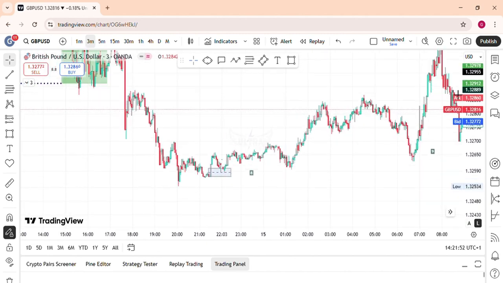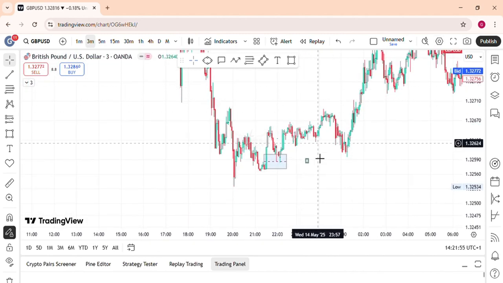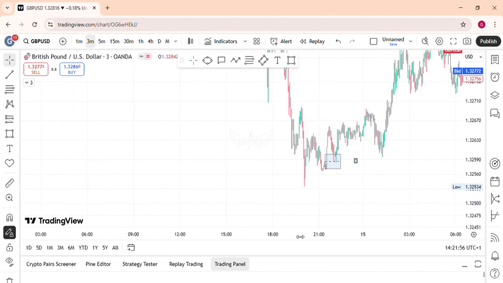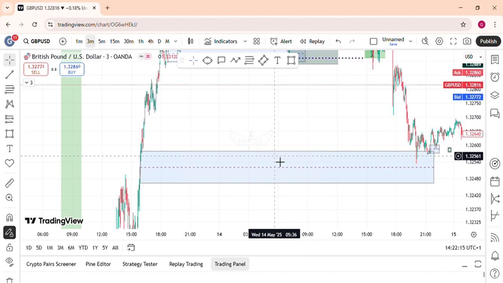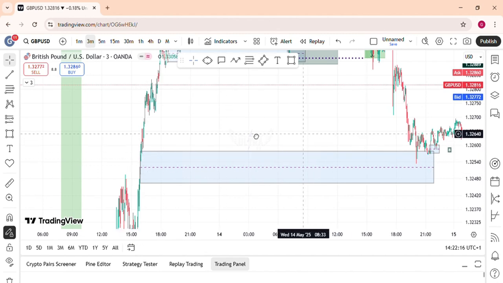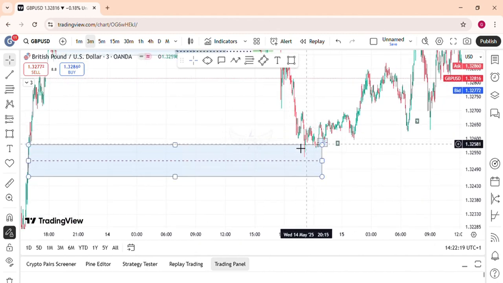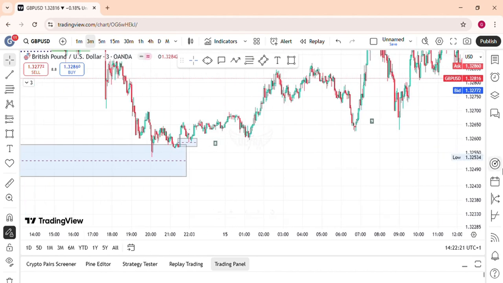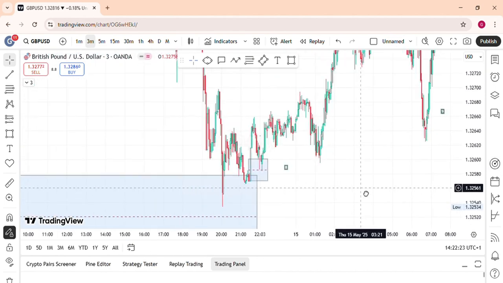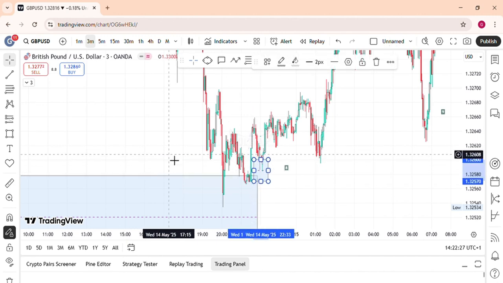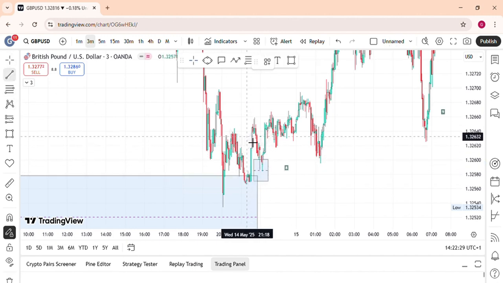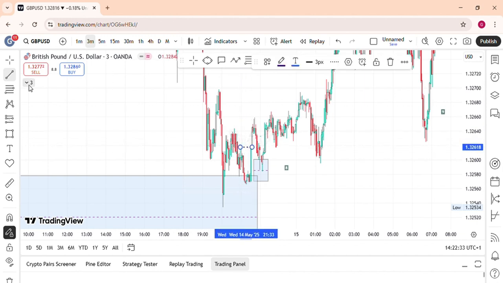Now let's move on to our number 8 trade. Our number 8 trade goes like so. We have a fair value gap here. After we spot this fair value gap, you see how price reacted from this fair value gap and created for us another fair value gap here and a break of market structure right here on our 3-minute time frame still.